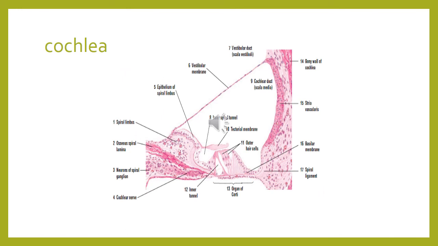This is the microscopic detailed diagram of the cochlea or the cochlear duct, showing the scala media along with the organ of Corti, which is resting on the basilar membrane. You should have a clear concept of it, and you will have to draw it also in this manner.